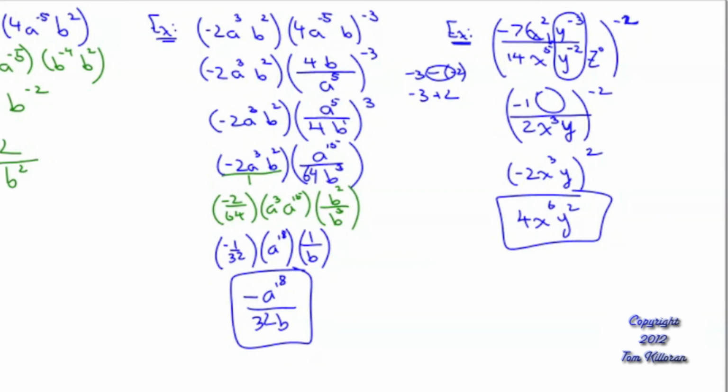I've had on my test before a bunch of junk over a bunch of junk, and then out here raised to the 0. What's the answer to that? 1. I had people simplifying the inside, getting it all straightened out, and then they went, oh my God. If it's raised to the 0 power, the answer is automatically 1 no matter what.